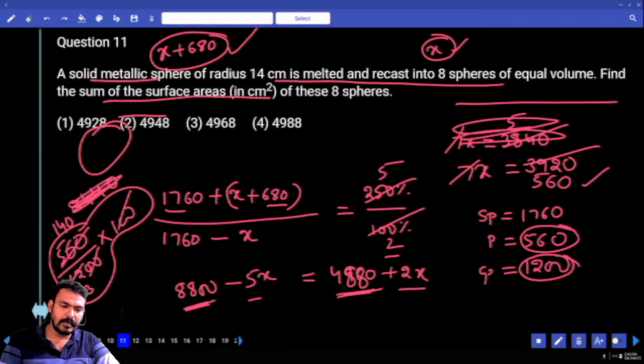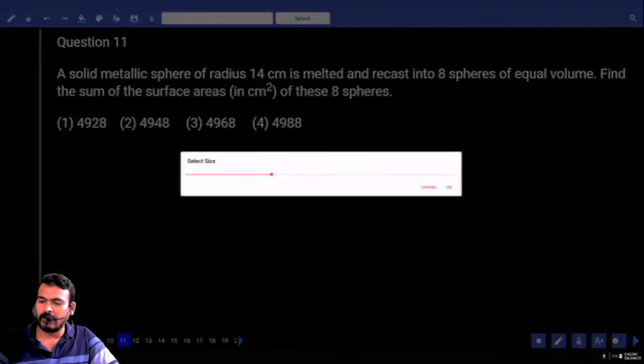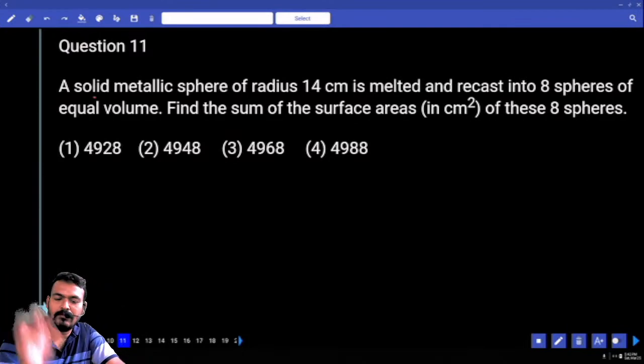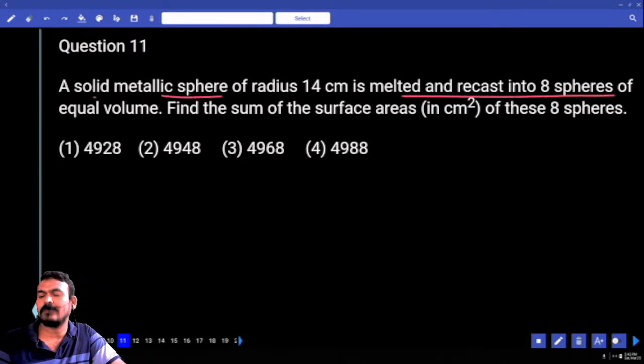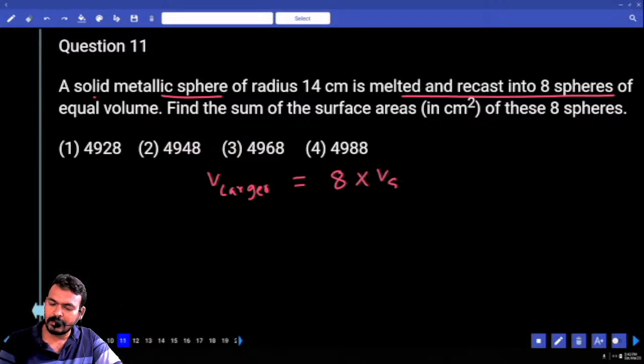Next question number 11. A solid metallic sphere of radius 14 centimeters is melted and recast into 8 spheres of equal volumes or different volumes? Equal volumes. And find the sum of the surface areas of these 8 spheres or not? Simply we say one diagram is converted to how many diagrams? 8 diagrams means volume of a larger one is also equal to which one? 8 times the volume of a smaller one.